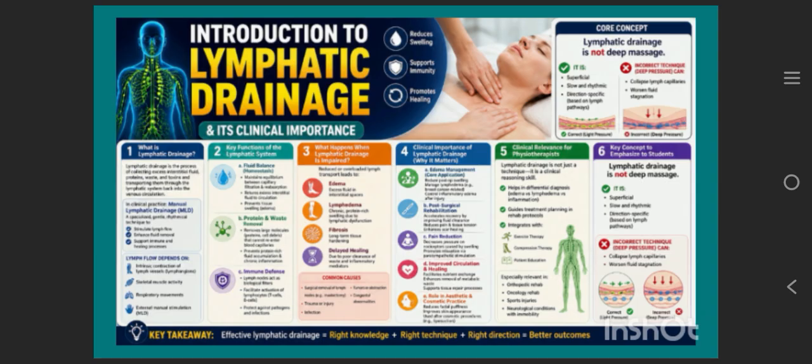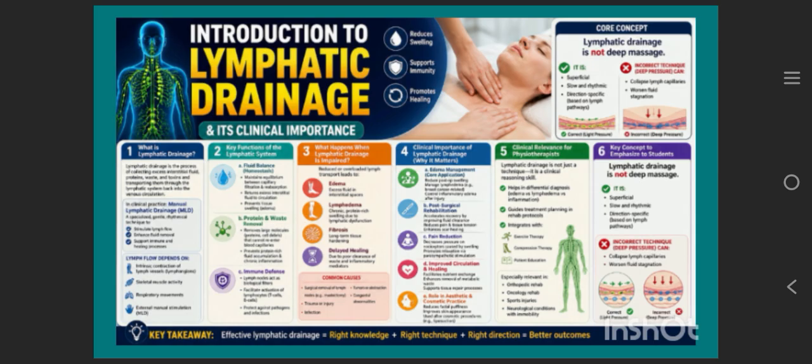So the key concepts for lymphatic drainage: it is not deep massage. It is superficial, firstly; secondly, slow and rhythmic; thirdly, direction specific, based on lymph pathways. With incorrect technique, deep pressure can collapse lymph capillaries and worsen fluid stagnation. So you have to have enough knowledge regarding how to do lymphatic drainage.